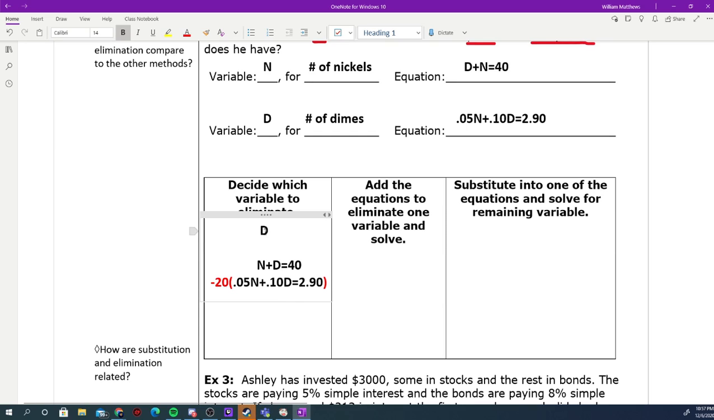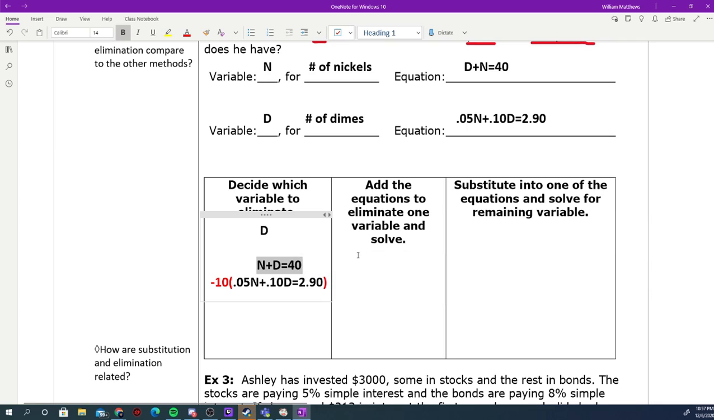So in this case, 20 will help us eliminate nickels. We are trying to eliminate dimes, which we will multiply by negative 10. There we go. Almost made a mistake there. That's why you always show your work.